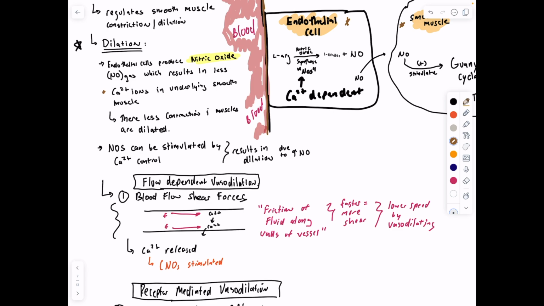If there's less calcium in the underlying smooth muscle, that can mean two things. One, the smooth muscle isn't getting depolarized, therefore not allowing contraction. Or two, and that's the primary thing, less calcium for the sarcomeres, less calcium to bind to the troponin to move the tropomyosin out of the way to allow the actin to bind to the myosin to cause contraction, right?